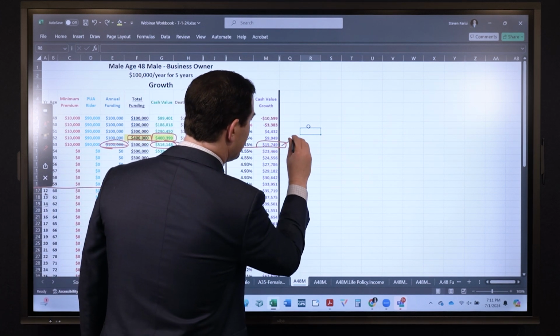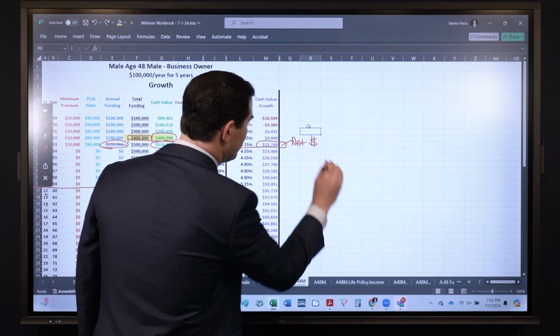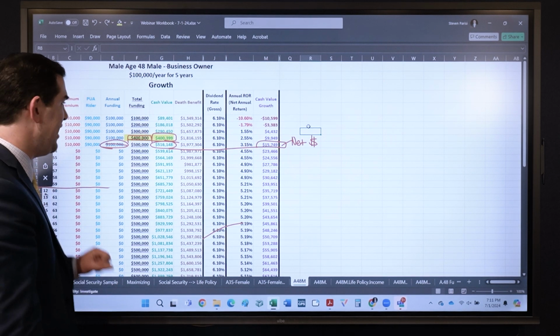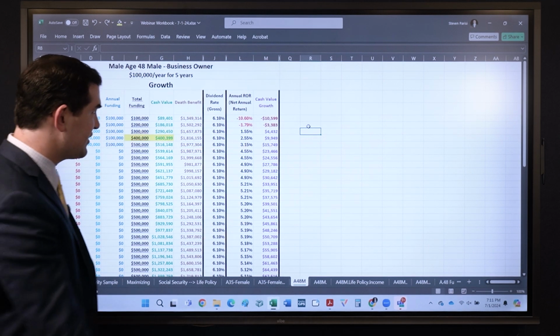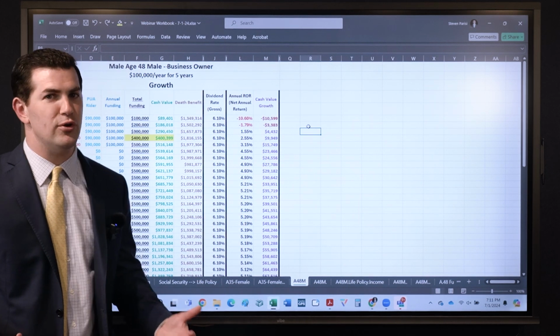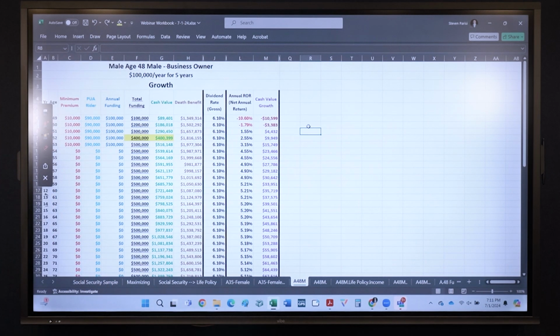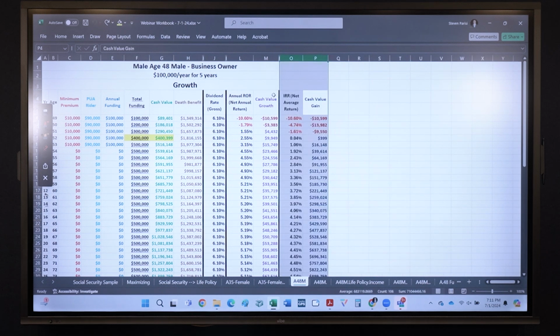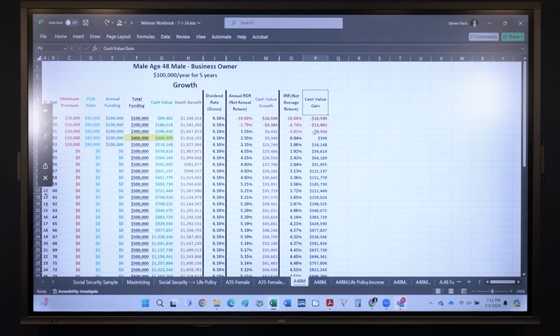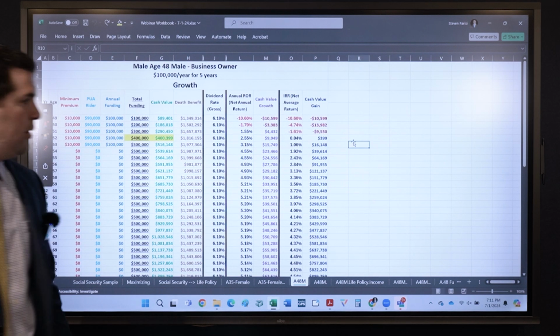Here's the net growth I received from the insurance company that year, $15,000 and change. So this column just isolates what I'm getting from the insurance company year over year net. So that isolates the annual growth. If I want to see the average returns, I would look at the internal rate of return. That's the average growth rate over the life of the policy. And the cash value gain is pretty simple.